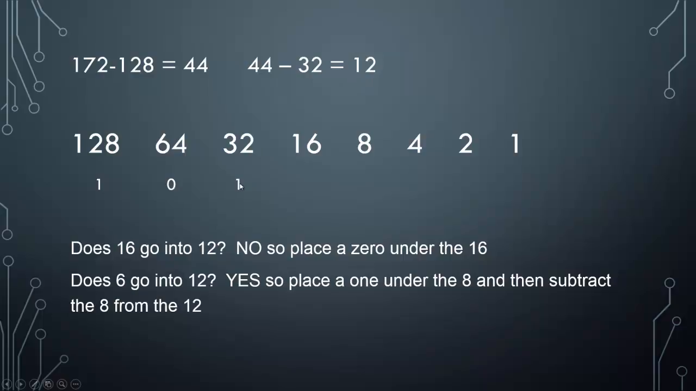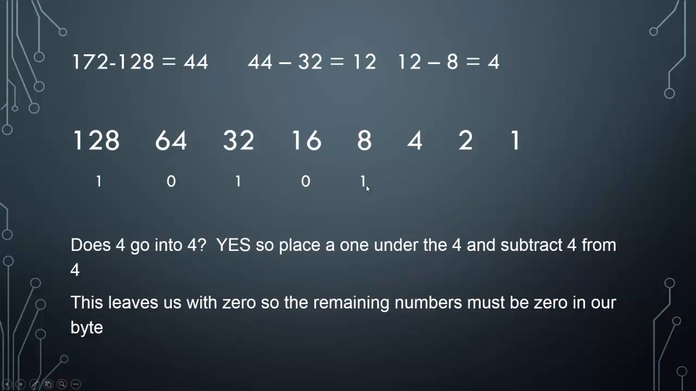I put my 0 and my 1 here. And then does 16 go into 12? Well, my answer is no, so I'm going to put a 0 here. And then this should say 8. So does 8 go into 12? And the answer is yes. So I place a 1 there. And then I need to subtract 8 from 12, and that's going to give me 4 left over. So there's my 0 and my 1. 12 minus 8 is 4.